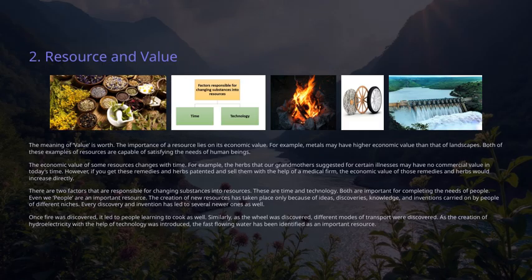For example, when fire was discovered, it eventually enabled us to cook food, which was a major advancement. Similarly, the discovery of the wheel opened up new modes of transportation. And with the advent of technology, harnessing water power to generate hydroelectricity turned flowing water into a vital resource. So, in essence, progress and innovation continuously shape and redefine what we consider resources, helping us meet our ever-growing needs.